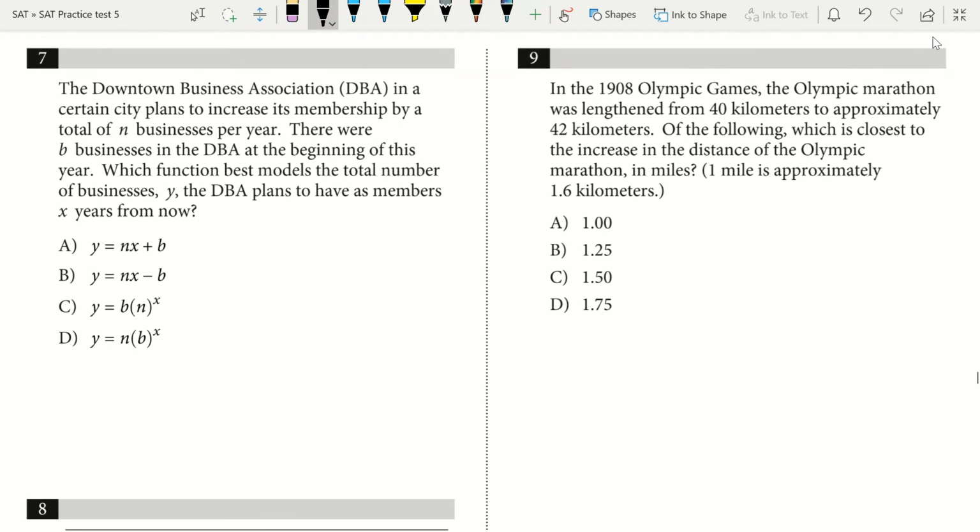Question 7. The Downtown Business Association in a certain city plans to increase its membership by a total number of N businesses per year. There were B businesses in the DBA at the beginning of this year. Which function best models the total number of businesses Y the DBA plans to have as members X years from now? Well, they're increasing by N per year, X years, right, times X years, plus what we started with, which was B. So we're going to have Y equals NX plus B, which is A.